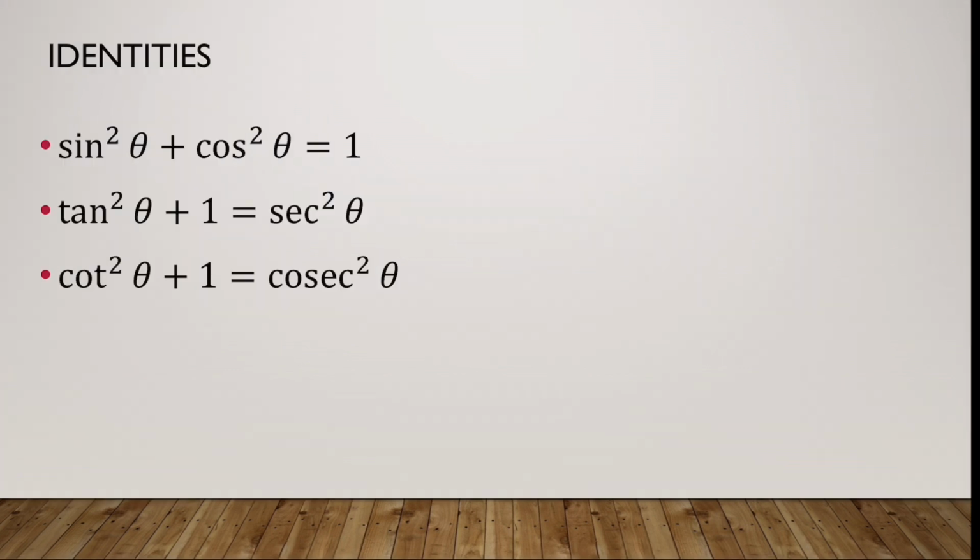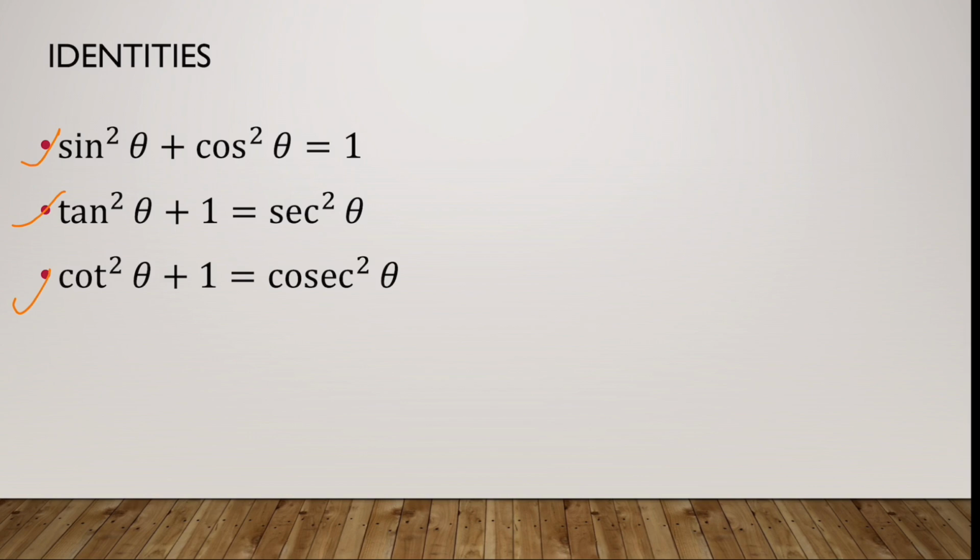Here are some very important identities which you need to remember. There are only 3 of them. The first one is sine square theta plus cos square theta will always be 1 for any theta. Tan square theta plus 1 will be sec square theta, and cot square theta plus 1 will be cosec square theta. Now, there are proofs for each of them, but again, I won't be discussing them. I'm only providing you a quick recap, a quick revision for all of the concepts.